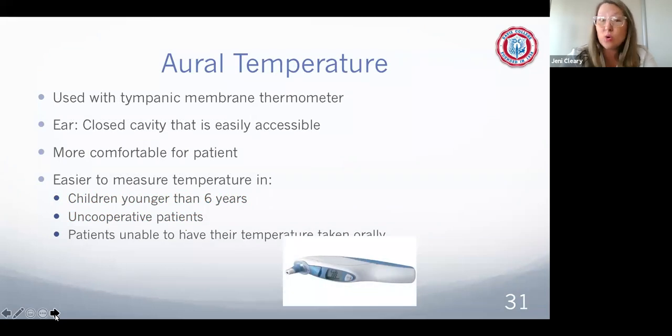Then we have the tympanic temperature. This is used with the tympanic membrane thermometer. The tympanic membrane is in your ear. That is your eardrum. Your ear is a closed cavity that is easily accessible and more comfortable for the patient. It's easier to measure temperature in children younger than 6 years old, uncooperative patients, and patients unable to have their temperature taken orally.